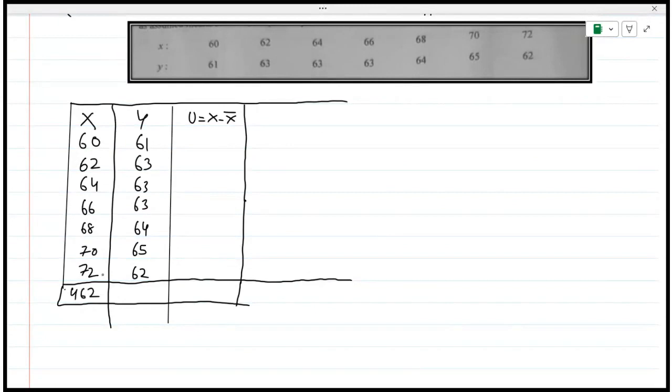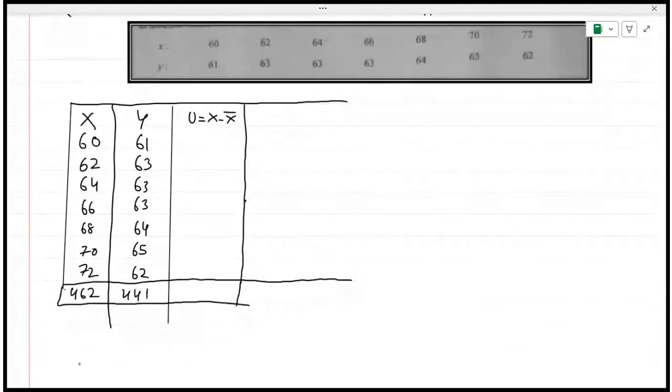Now the second one: we will find the sum of y values. So the sum of y values is 61 plus 63 plus 63 plus 63 plus 64 plus 65 plus 62. Sir, 441. Yes, 441. Good. So we are getting the correct 441.